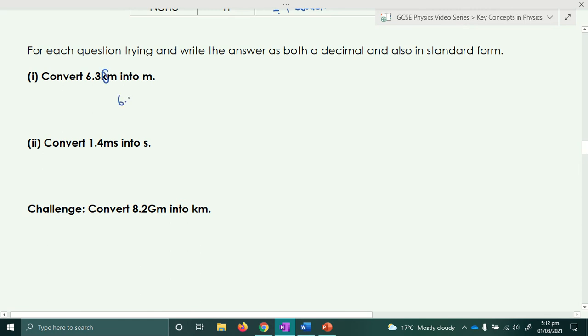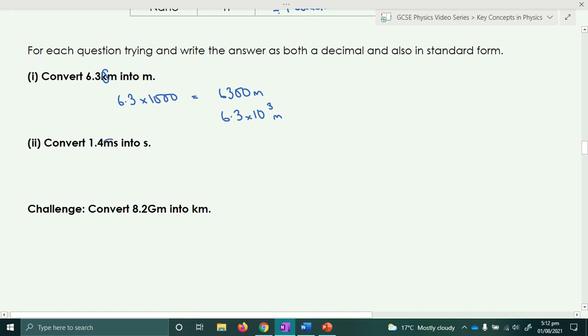So that means we are going to be timesing by 1,000. So you can see that that would be 6,300 meters. We could also write that as 6.3 times 10 to the 3 meters. That's the decimal. This is the standard form.